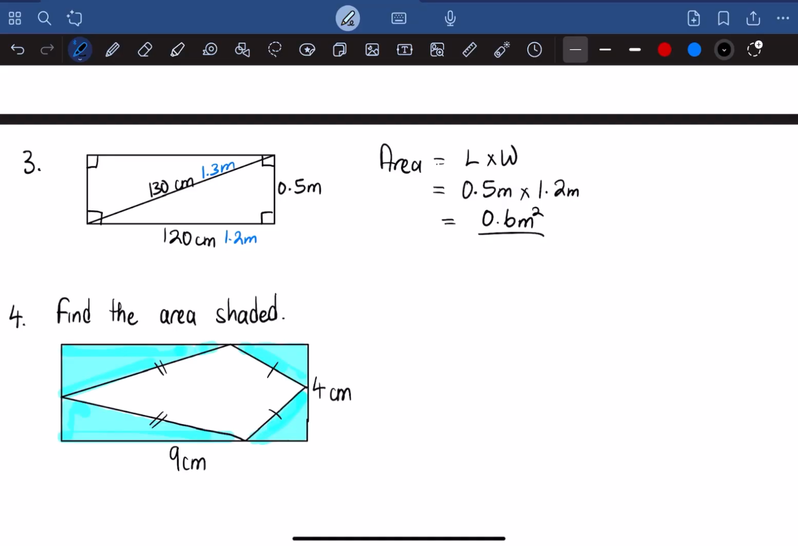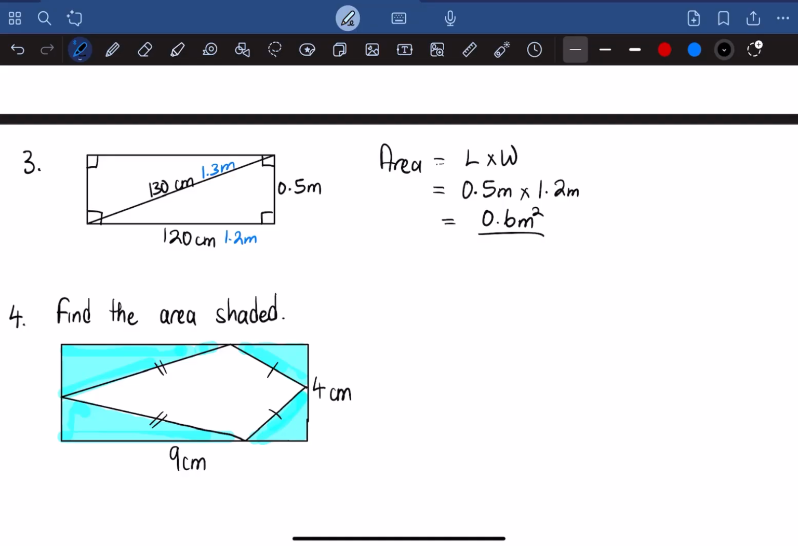Number 4, please forgive my drawings. They may not be perfect, but I think it is clear what I'm trying to communicate right here. Number 4, we are asked to find the area shaded, and we can see that we have 2 shapes that are involved. We have a kite, which is unshaded, and we have a rectangle that is on the outside of the kite, which is shaded.